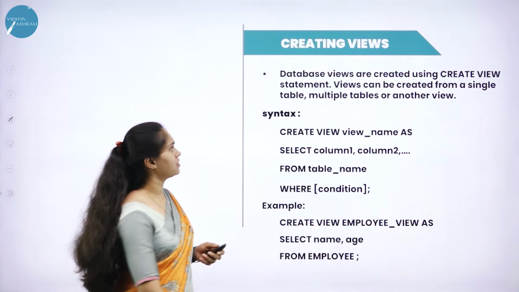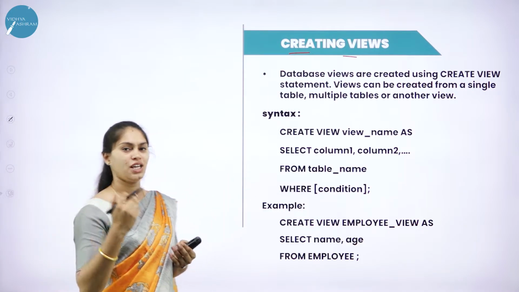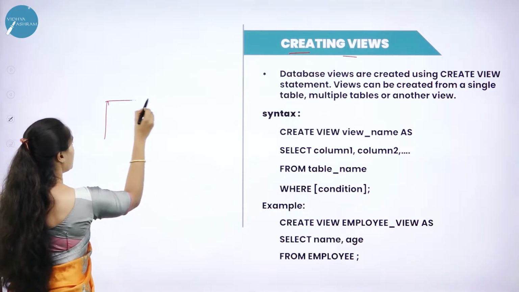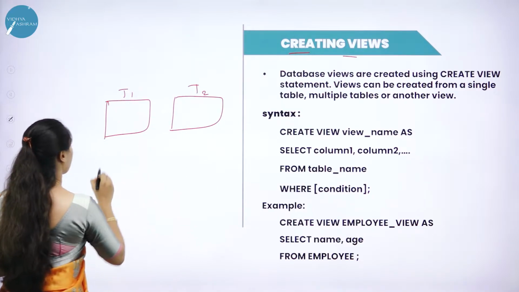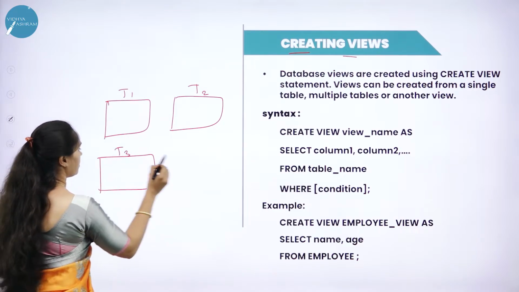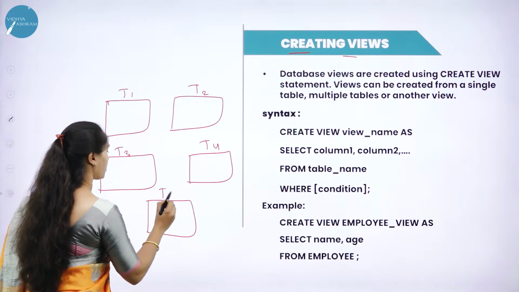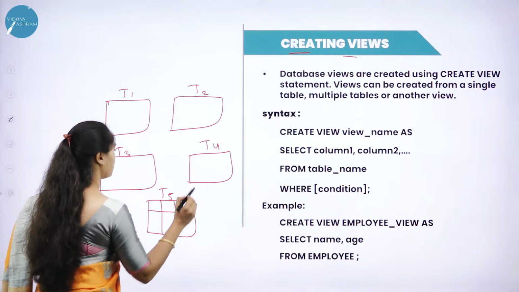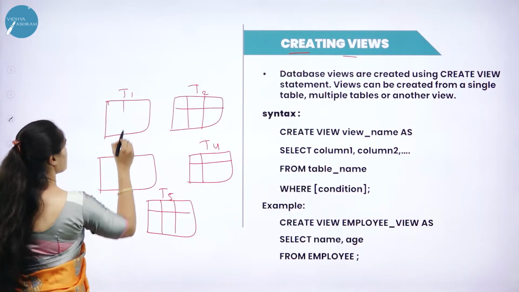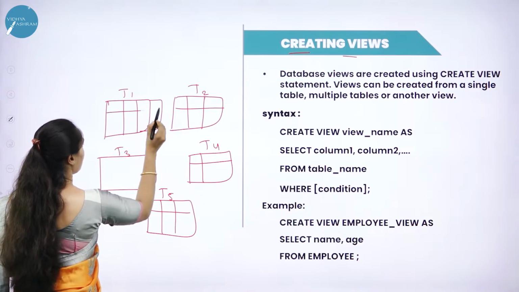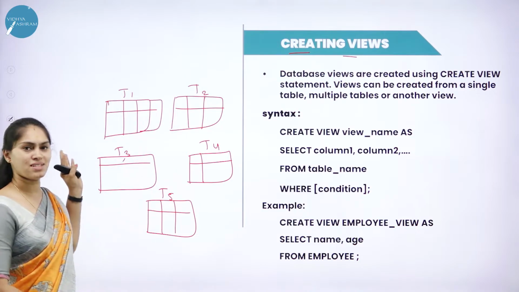We'll see the next topic, that is related to creating view. So before getting into creating view, just imagine you have 5 tables in your database. Consider T1, T2, T3, T4 and also T5. This T5 has 3 columns and this T4 has 2 columns. This T2 has 3 columns again. This T1 has 4 columns. And then imagine this one has only 1 column. So we have 5 tables in my database.